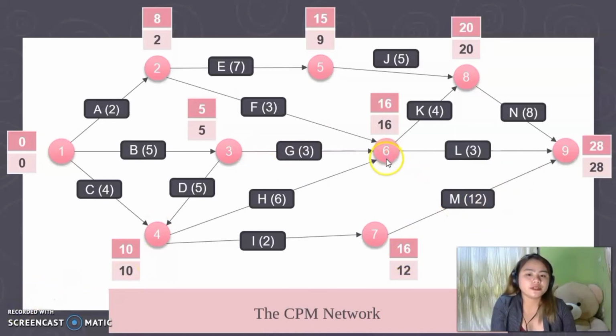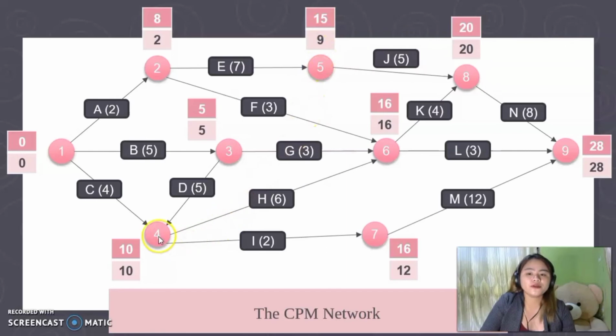Next is node number 6. As you can see, there are 2 options: 8 to 6 and 9 to 6. Here, we are going to choose the minimum value. Not the maximum, but the minimum value, because we're going to compute the latest completion time. So 20 minus 4 is equal to 16. 28 minus 3 is equal to 25. Therefore, we choose 16 because 16 is the minimum value. So our next node is 5. 20 minus 5 is equal to 15.